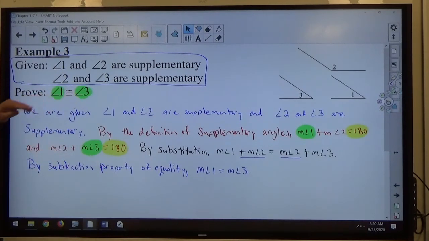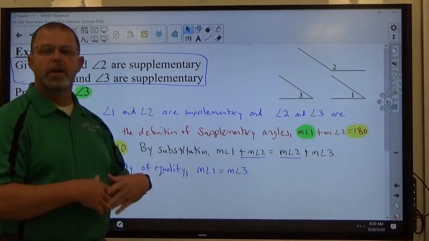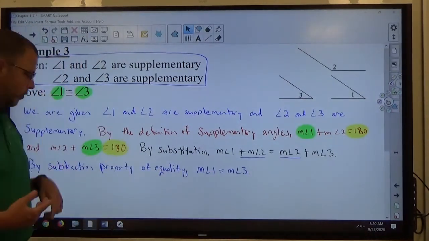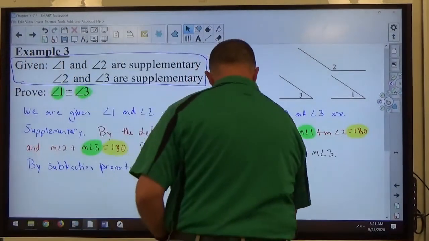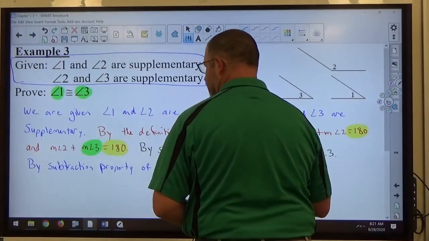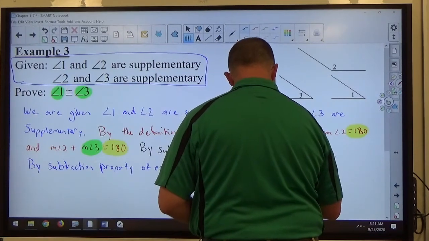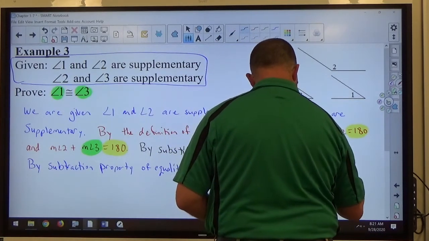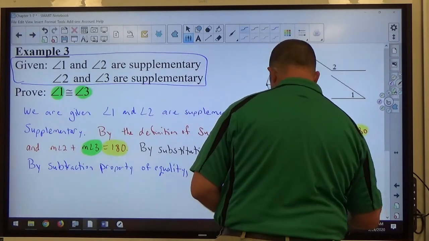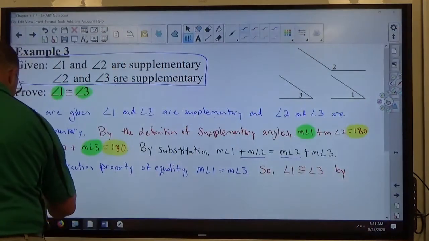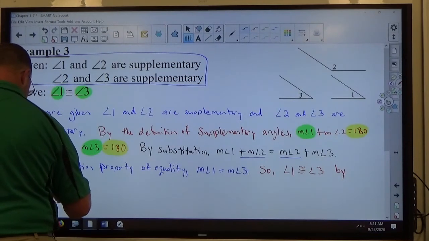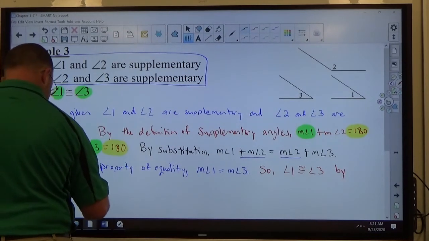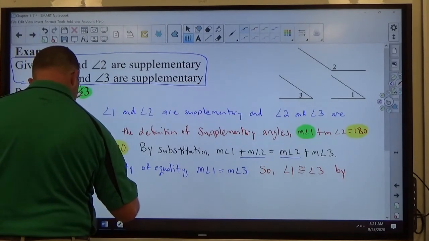Angle 1 and angle 3 have the same measure. We want to prove they're congruent. And again, the definition of congruent angles says two angles are congruent if and only if their measures are the same. Measure of angle 1 equals measure of angle 3 tells me the measures are the same, therefore the angles are congruent. So I can finally state, maybe I can say so or therefore, whatever: so, angle 1 is congruent to angle 3 by definition of congruent angles.